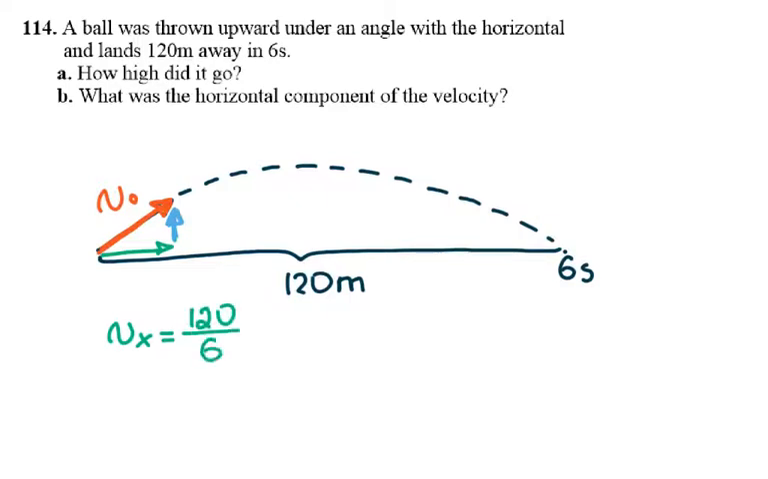So vx is the distance, which is 120, and the time is 6 seconds, so it travels 20 meters each second. So this is the horizontal component of the initial velocity. Initial velocity is in red. And then the vertical component of the velocity.